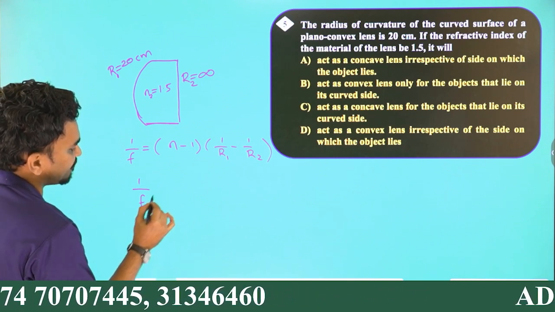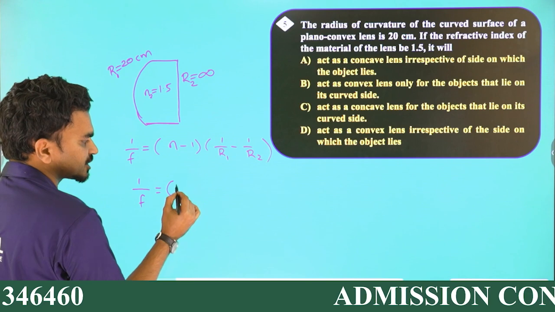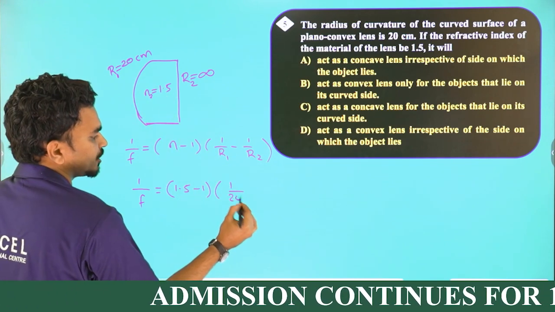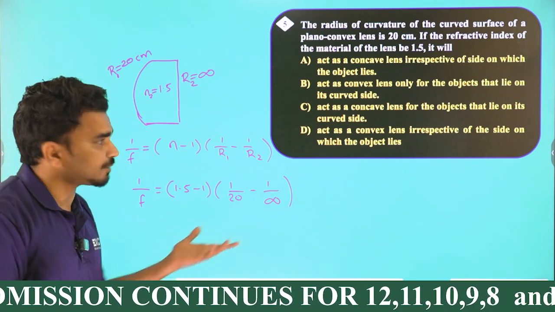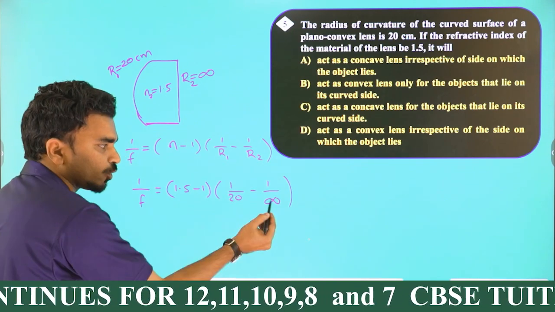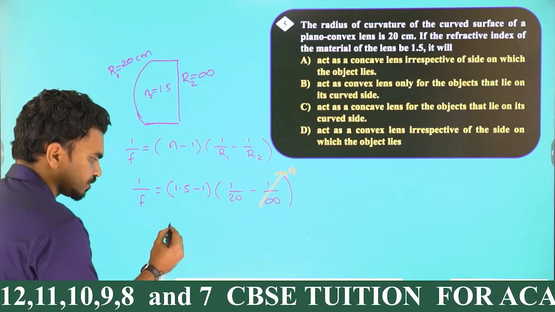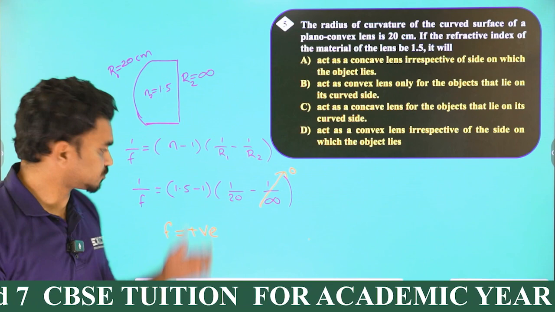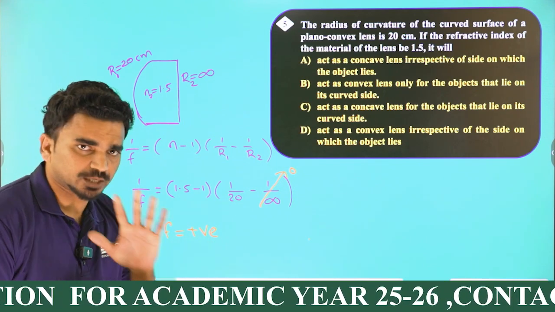So 1 by f is equal to, what will I get? n is 1.5, so (1.5 minus 1) into (1 by R1). How much is R1? 20, so 1 by 20. How much is R2? Infinity. We don't want to solve this, because it's not a numerical, so why waste the time? As you all know, 1 by infinity becomes 0. What will you get for f here? We don't want the value, but I'm sure you will say f is positive, right? If you solve this, f is positive. Fine. Keep that idea in your mind.